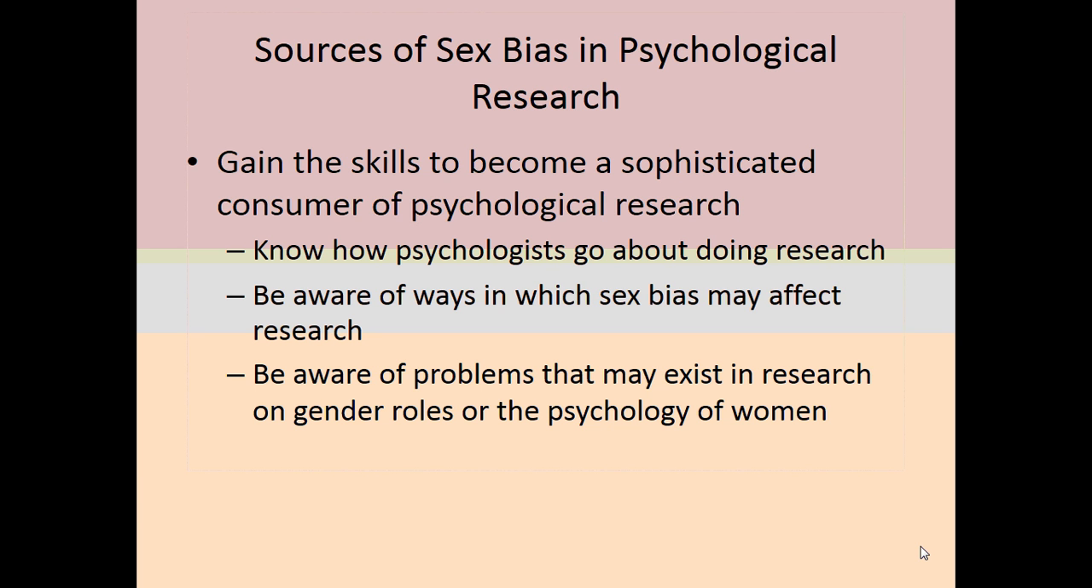So we need to gain skills to be a good consumer of psychological research, to be able to look for the biases in the research that we're reading, so we can recognize when it was not really a good study to base your theories on or to base treatment on. So you need to know how the psychologists go about doing this research. If you understand the process, understand where the bias can come in, you're more likely to be able to recognize sex bias in research, and also be more aware of how research on gender roles can be biased in looking at the study of women.